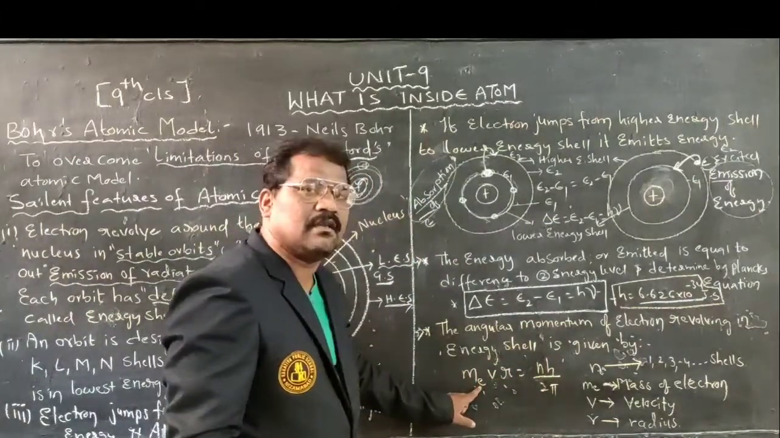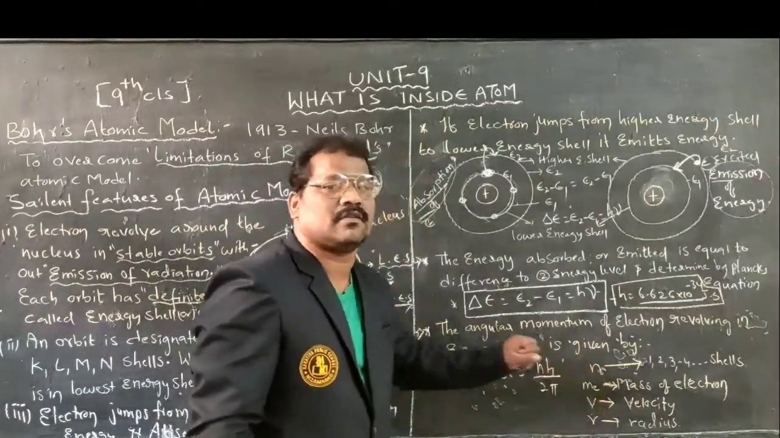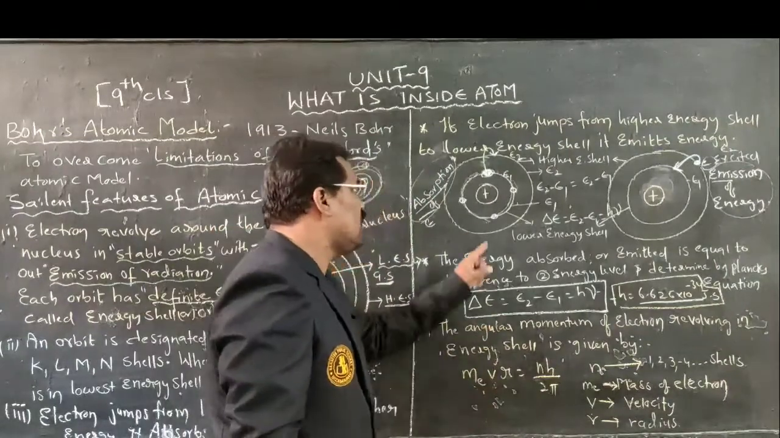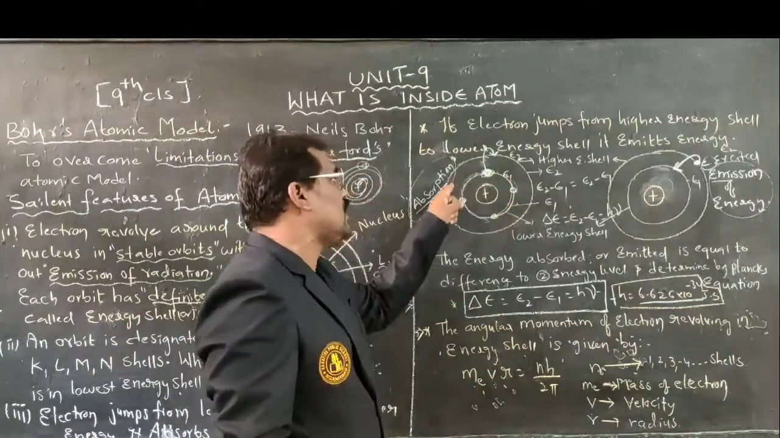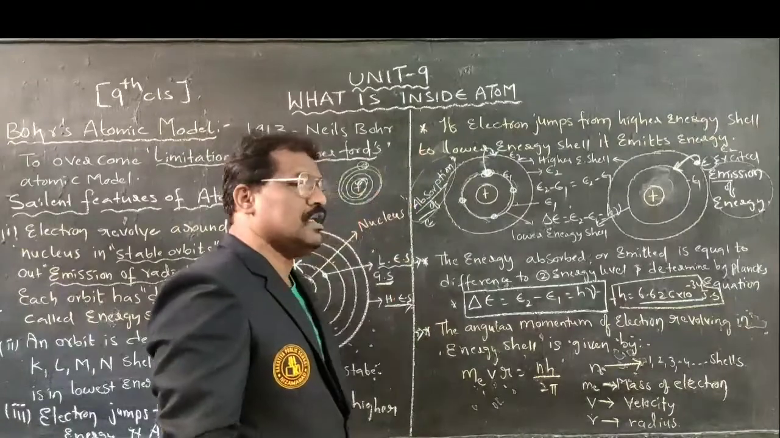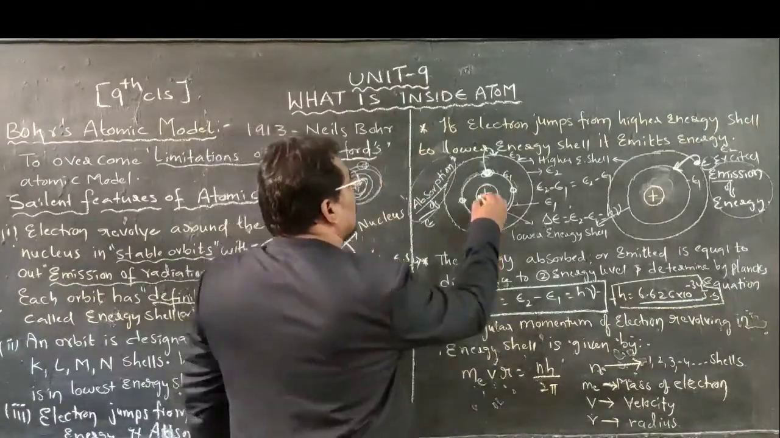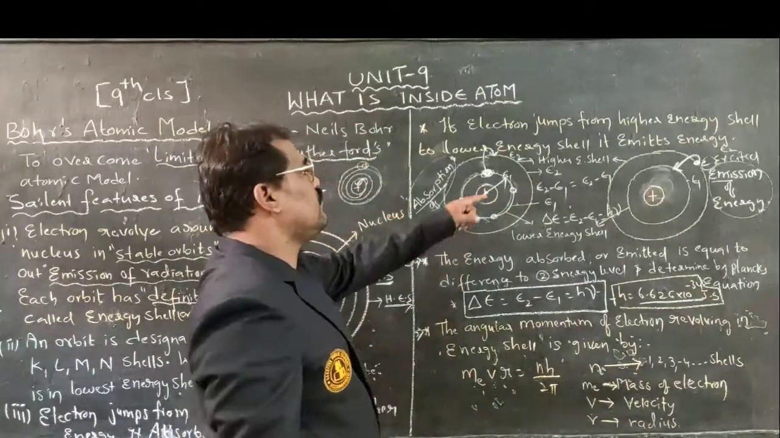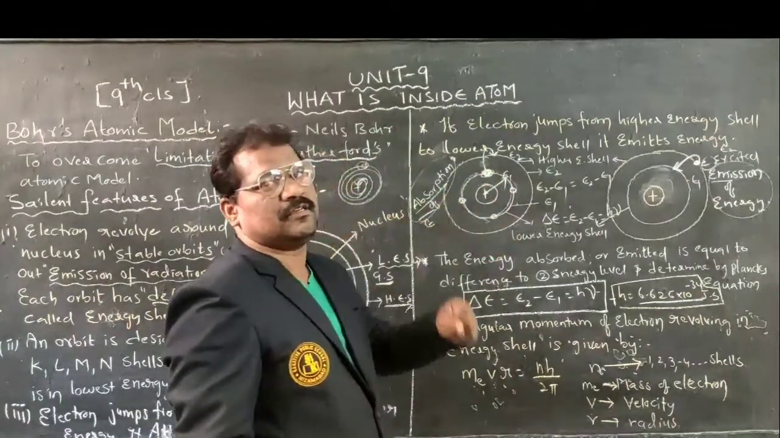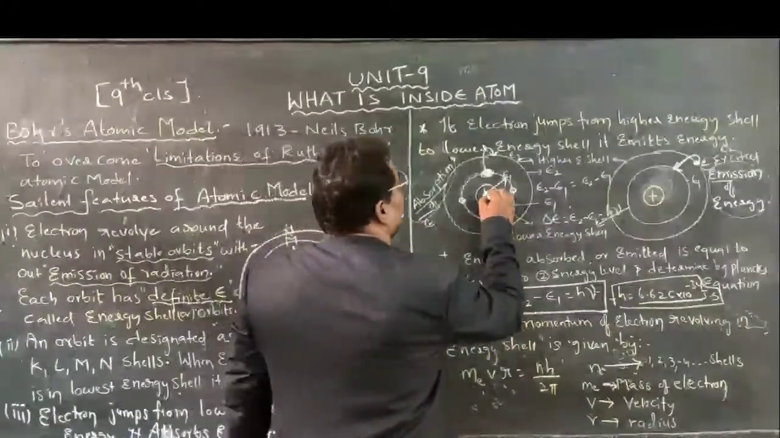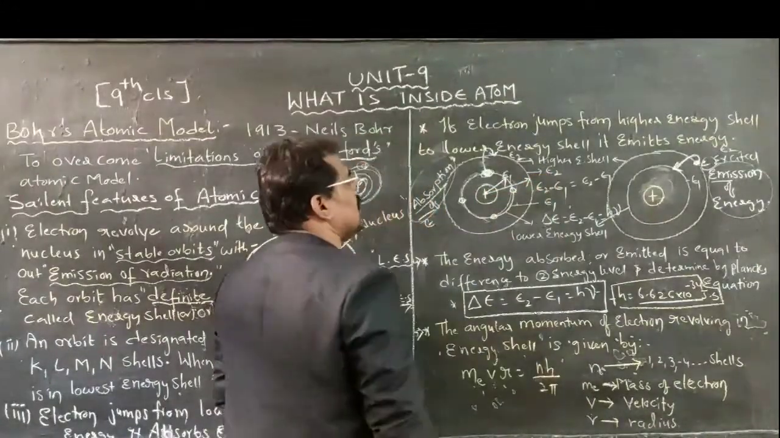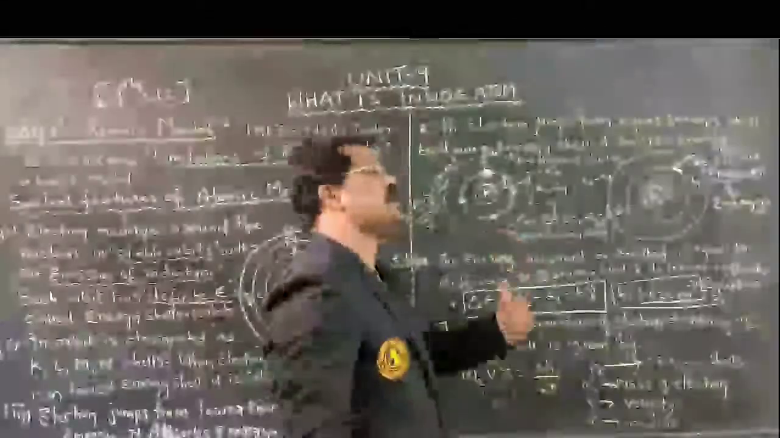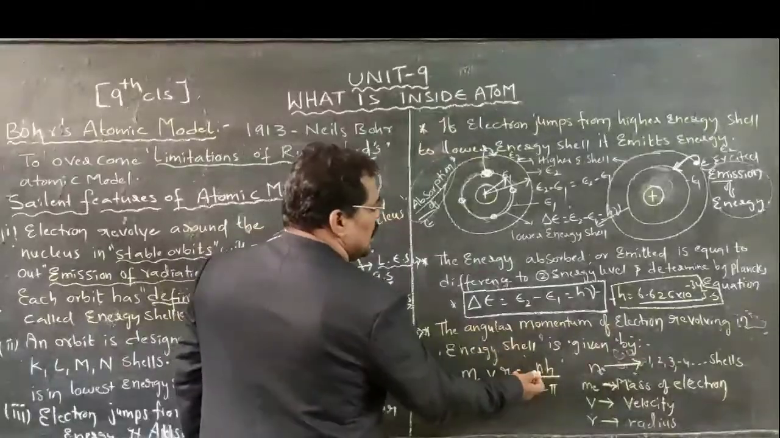Where m of e indicates the mass of the electron. v indicates with what velocity the electron is orbiting around the nucleus. r indicates the radius from the center, the radius of that particular specified orbit. This orbit radius will gradually change from one orbit to the other orbit. So what does n indicate?